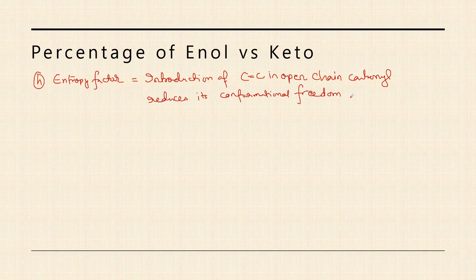Okay, more than the reduction observed in cyclic. Clear? इससे होता क्या है कि when you are cyclic में आपके पास any process would want to go in a direction where entropy increases. अगर आपने entropy reduce कर दी तो enol percentage भी reduce कर जाएगा.